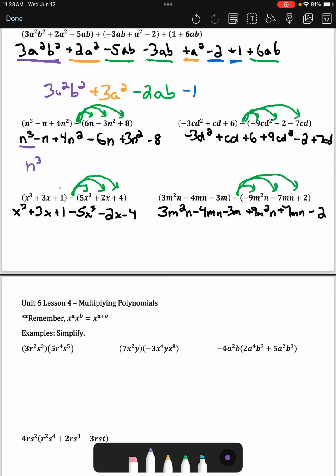I'm just going to underline and run through this very quickly because there's no real need, I think, at this point, for me to spend a lot of time elaborating on what I'm doing. You should be pretty comfortable with combining like terms.